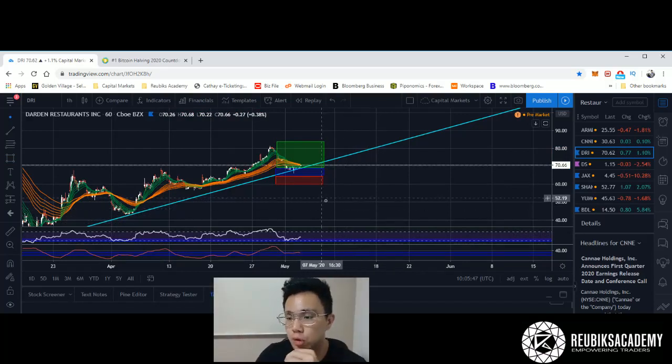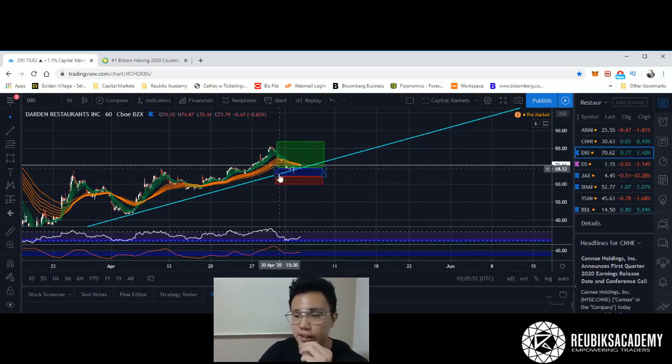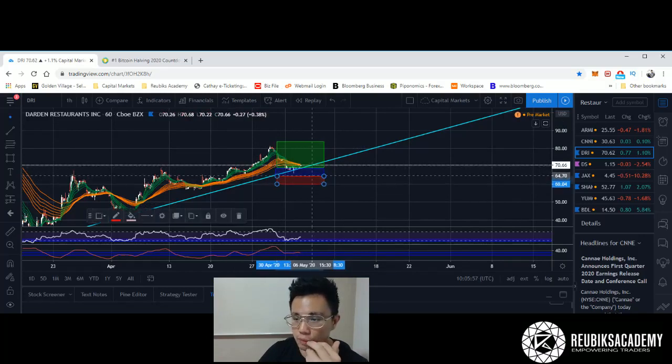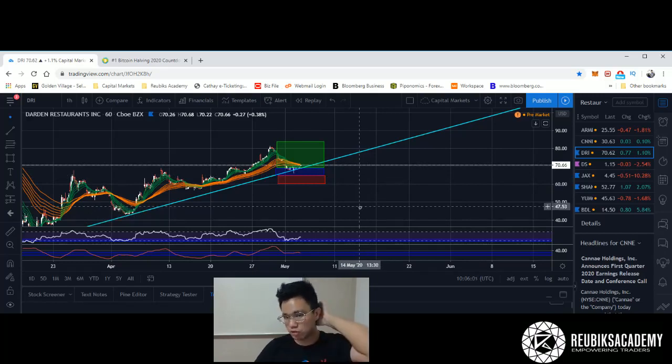So you can see from the picture, the green box is much bigger than the red box. So at least the risk to reward is rational. It makes sense. So this is for the dividend stock.